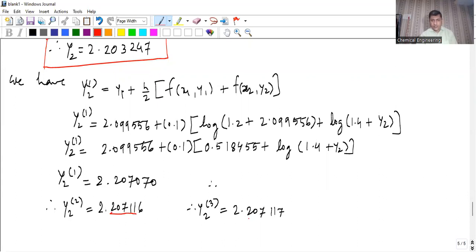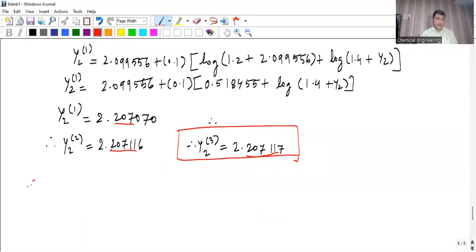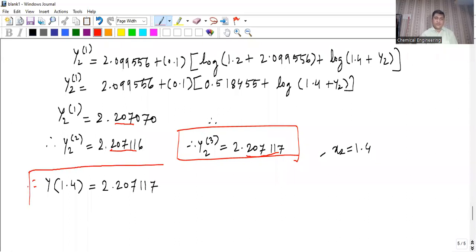Okay, so you can see how many digits we have matched. So we have matched actually 5 digits. Okay, so here it was 3. Okay, here we matched 5. So this answer is the most accurate answer. So we can see here hence, y2 means y at x2. x2 is going to be 1.4. So y at 1.4 is going to be 2.207117.